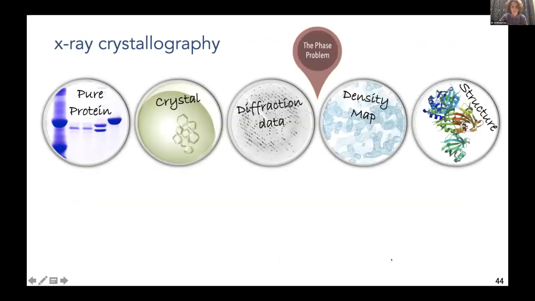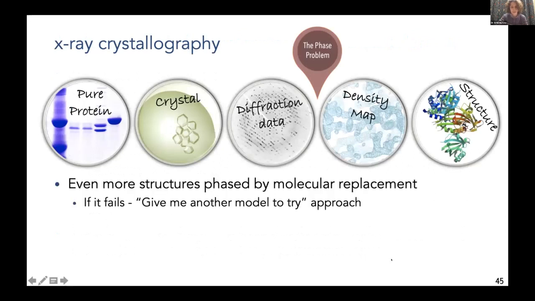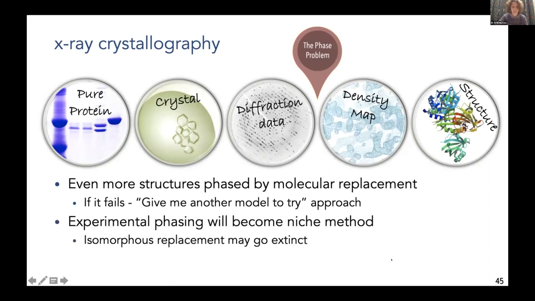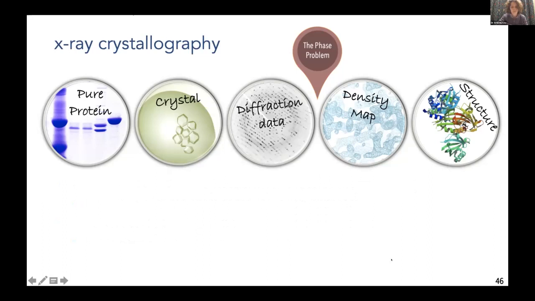So let's go back to our 5 things. I've talked about the phase problem. I'm expecting even more structures to be solved by molecular replacement, and I think the approach will be, if it fails, give me another model. Just throw another model and I'll try that until something works. I think experimental phasing will become a niche method, and I think isomorphous replacement may actually go extinct. But there are other problems in this pipeline as well.